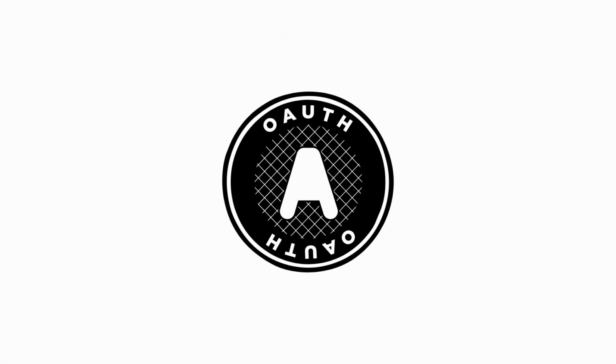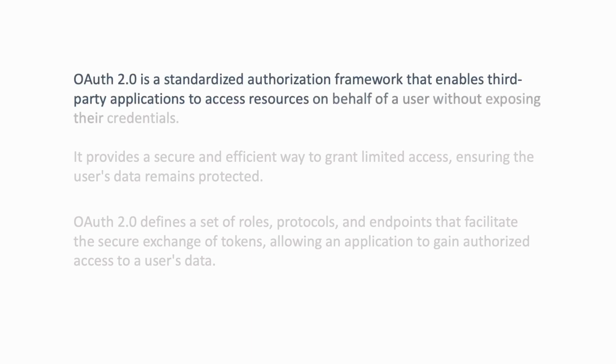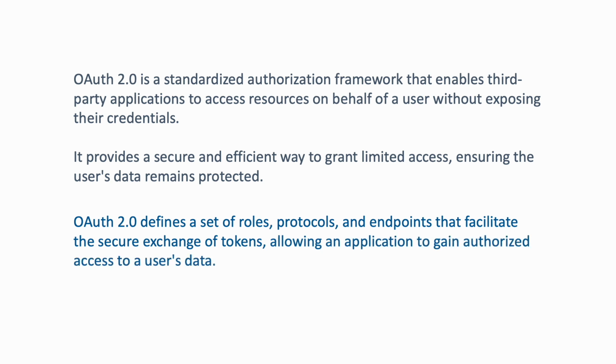Now that we have delved into the practical aspects of OAuth 2 and dissected its fundamental components, let's take a moment to establish a clear and simple formal definition. In essence, OAuth 2 is a standardized authorization framework that enables a third-party application to access resources on behalf of a user without exposing their credentials. It provides a secure and efficient way to grant limited access, ensuring the user data remains protected. In more technical terms, OAuth 2 defines a set of roles, protocols, and endpoints that facilitate the secure exchange of tokens, allowing an application to gain authorized access to the user's data.